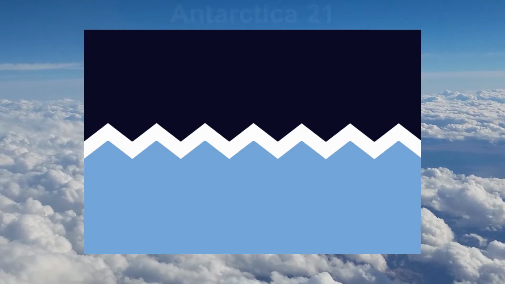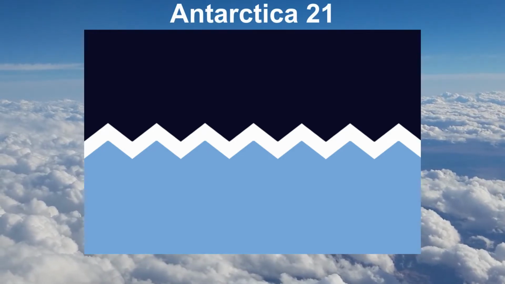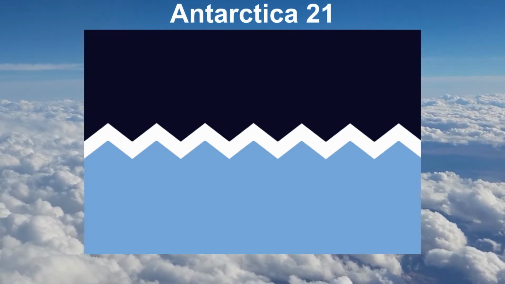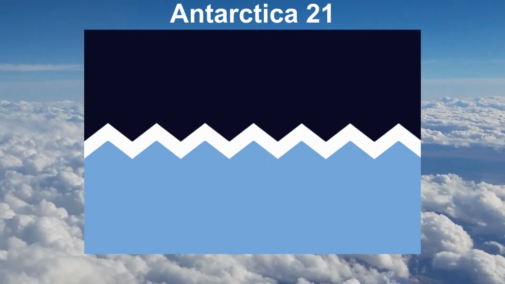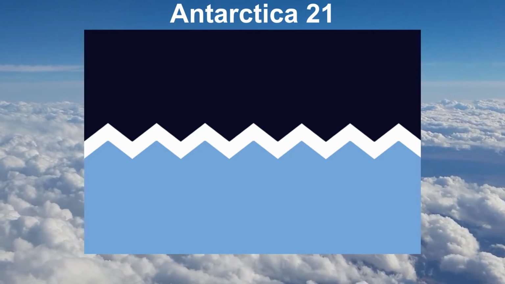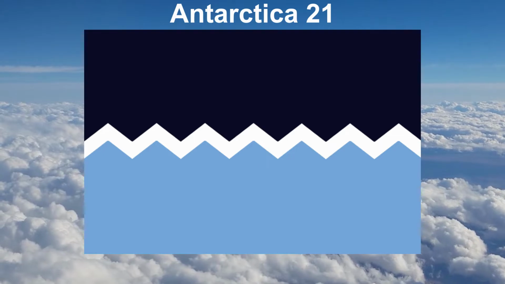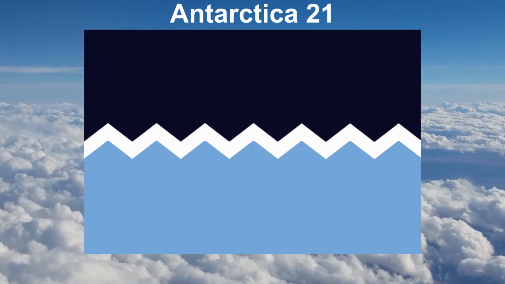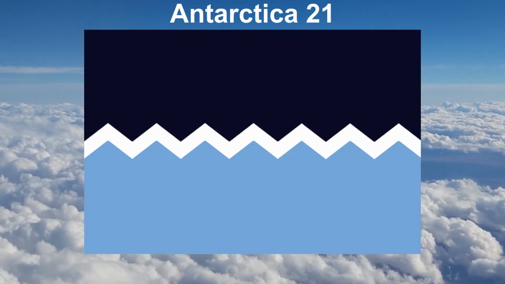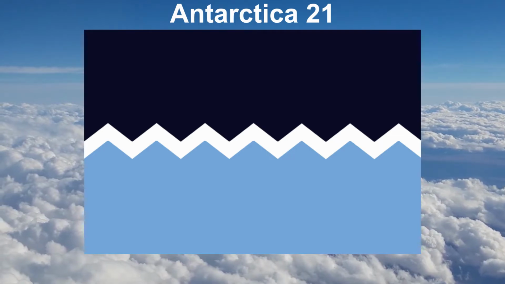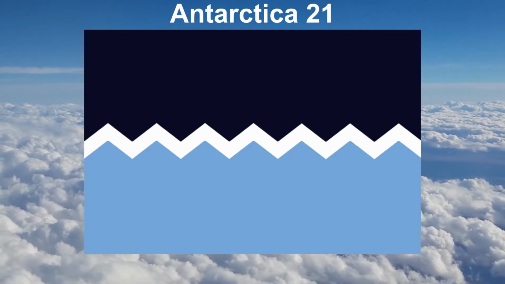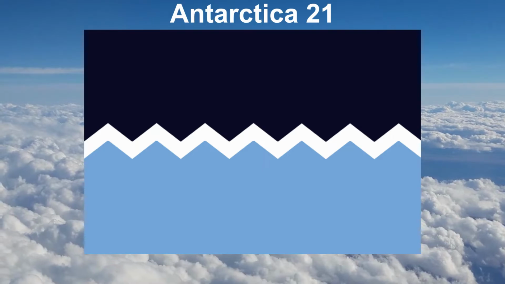Next is entry 21. The equal fields of dark and light blue symbolize the 6 months of darkness and 6 months of daylight Antarctica has throughout its year, respectively. The 7 points of the zigzag represent the 7 countries who claim portions of Antarctica as their territory. The white symbolizes the snow, ice, and glaciers ever present on the continent. All the colors together represent the general cold climate of Antarctica.